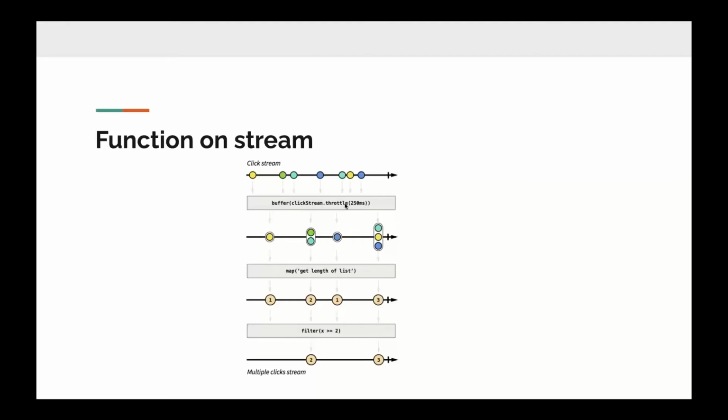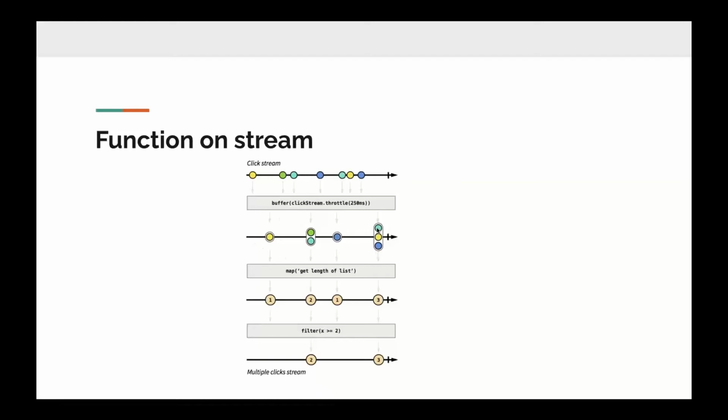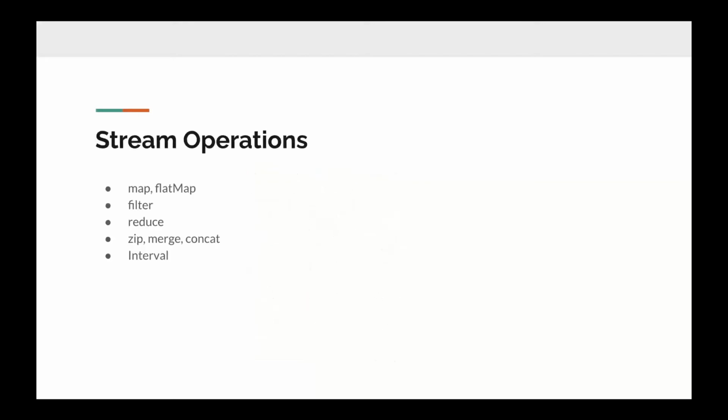Similarly, you can apply some function on the stream. Ignore this buffer now. Let's make this one first. Map, right? You can map the stream into this stream. And you can filter like a Java stream, right? So you can do all these things for the live stream. Okay, what is this buffer? I'll be explaining the buffer in some other slide. Some other methods in stream operations: map, flat map, filter, reduce, zip, merge, concat, interval. There are a lot of other operations you can make use of.